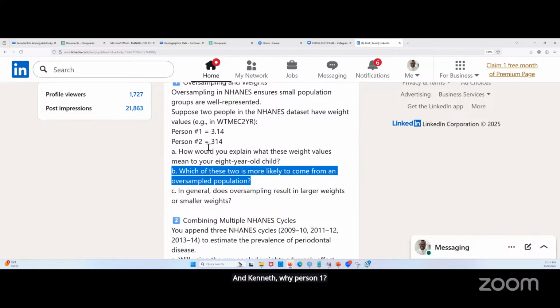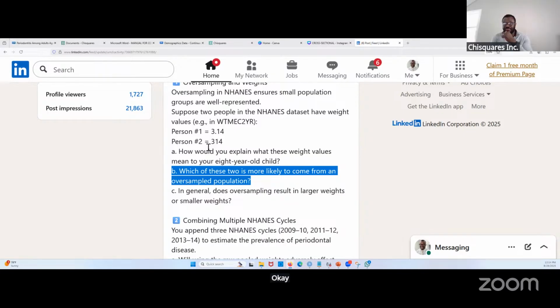Person 1 comes from an oversampled population. Why is that? Why do you say that, Ntadi? Prof is asking for an explanation. And then there's person 2, as he represents a large number of persons.